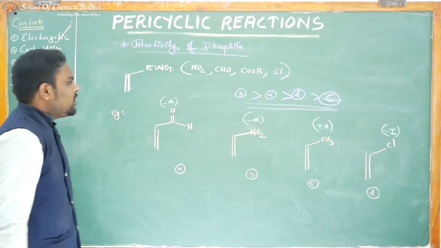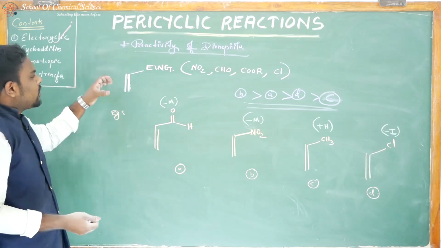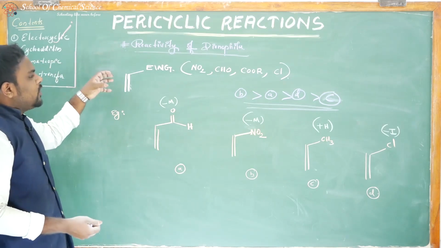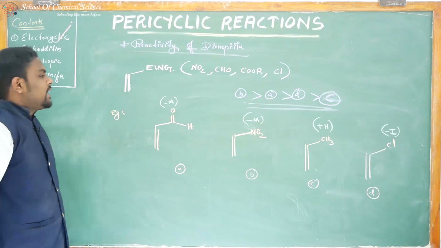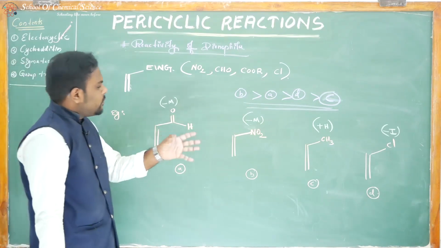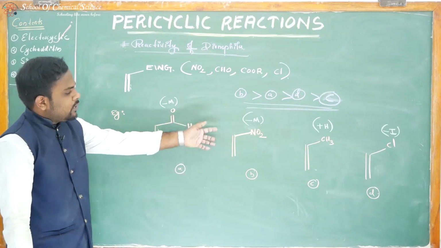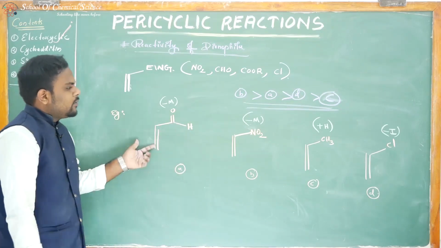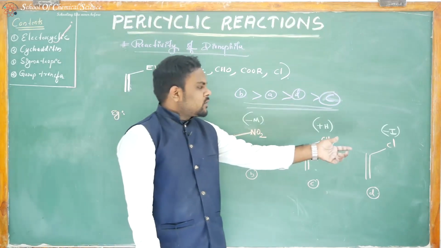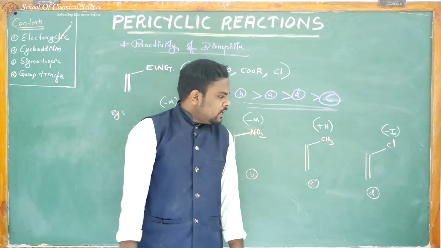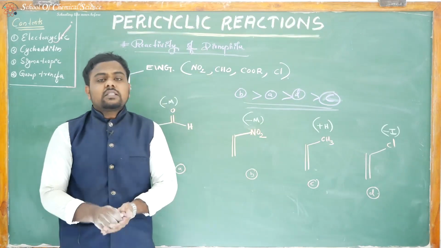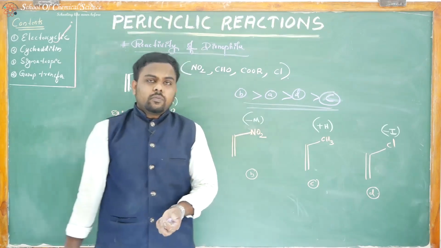So whenever an electron withdrawing group is present in the dienophile, that will be more reactive. Okay, so comparing these four options, option B is the most reactive because NO2 is powerfully withdrawing. Then C double bond OH. Then chlorine, because chlorine has an inductive effect. Then only CH3, because CH3 is an electron donating group. Okay.